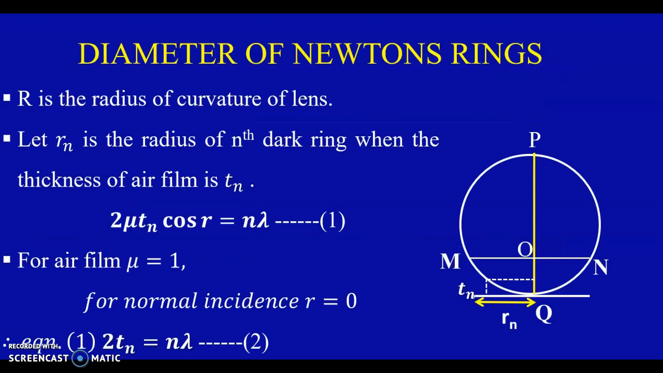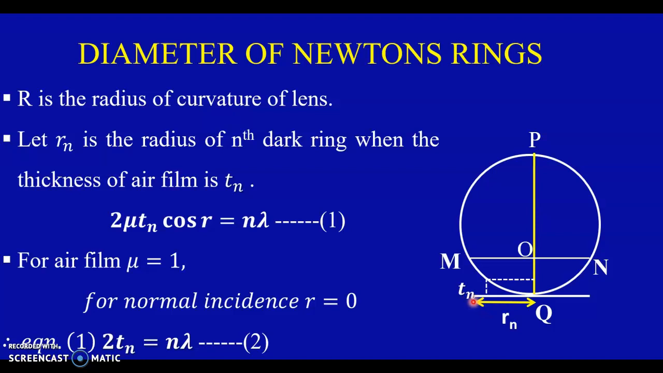Now, let us calculate the diameter of Newton's rings. We are saying that rings are forming, and we can calculate their diameter. It is a very simple derivation. Here, MQN is a plano-convex lens and its radius of curvature is capital R. And small r is the radius of the Newton's ring, which is formed at a thickness of Tn.